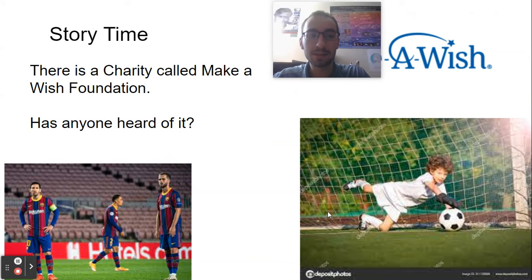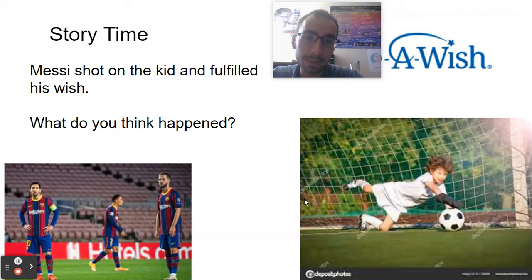Okay. Next one, I have a story for you. True story. There's a charity called Make-A-Wish Foundation. And this kid basically was a goalie and he was going to die from cancer. And this charity organization, they grant these kids wishes before they die. And it's usually involving celebrities. And his goal was for Lionel Messi to shoot on him.